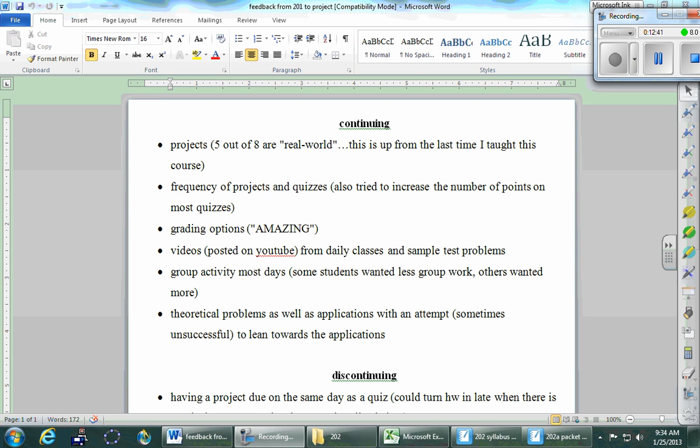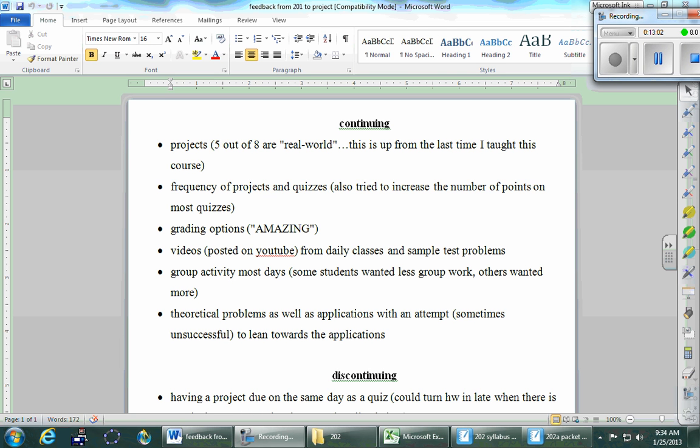The frequency of the projects and the quizzes seem to work out pretty well for folks. I've taught courses where we had a quiz every single day. And it seems like a quiz about every week or so was a good tempo, and the same kind of thing for the projects. Also tried to make the quizzes worth a little bit more so that one little mistake didn't have as big a percentage effect on your grade.